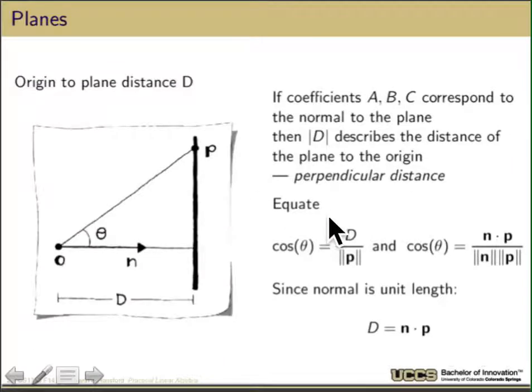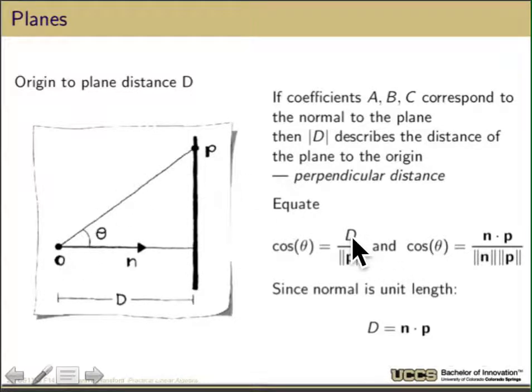So now let's look at this a little bit geometrically. If I want to think about how far the plane is from the origin, it turns out that the constant d gives us that distance. So even though there's some point p on the plane that we used, the distance from the origin is the perpendicular distance, and we can see that it's equal to cosine of theta times the norm of p, the hypotenuse. Right, so cosine is equal to adjacent divided by the hypotenuse.